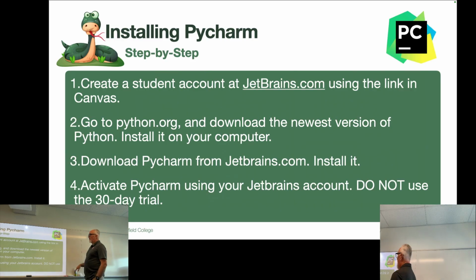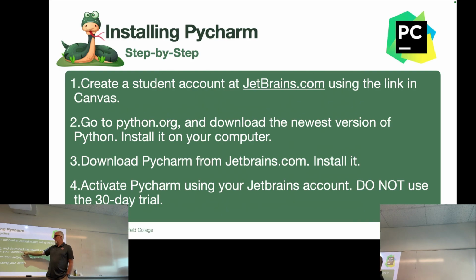Essentially, the steps are: you start out by going to jetbrains.com. There's a link in Canvas. You create a student account there. This is how you get the free license. You go to python.org. You have to download the newest version of Python, especially if you're on a Mac. You want to update your Python. Windows generally has either no Python or a newer version of Python, but Macs have an old version of Python, and that's the worst case scenario.